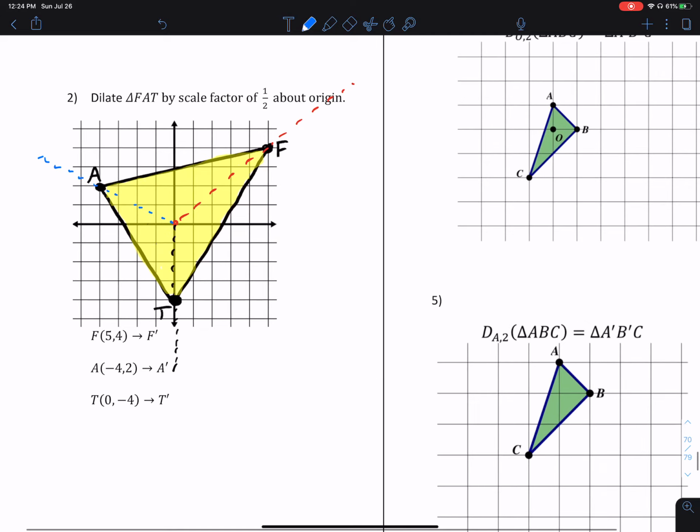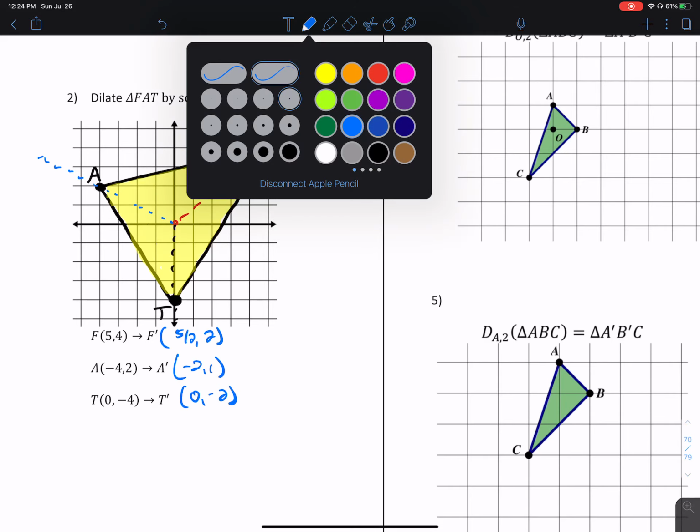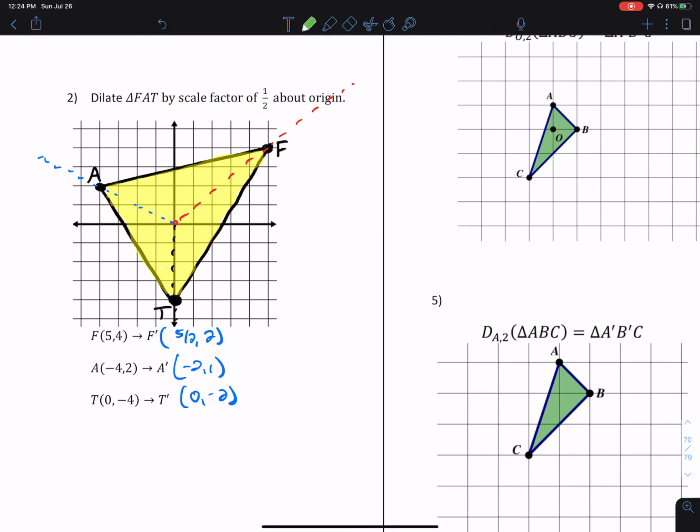So I will go down here and do it algebraically first, and then I will do it in my picture. If I cut these coordinates in half, that's going to be 5 halves and 4 halves, which would be 2. Negative 2 and 1, it would be 0 and negative 2. If I plot those points in my coordinate plane, 5 over 2 is the same as 2.5, 2. Notice it's right on the segment that it's supposed to be on. That is F prime.